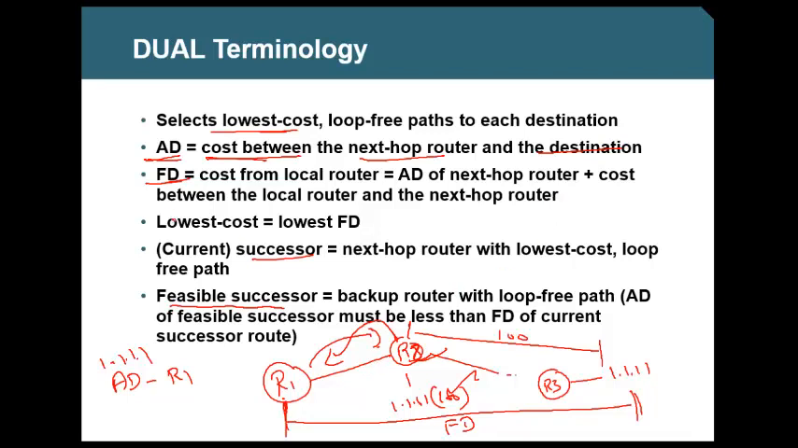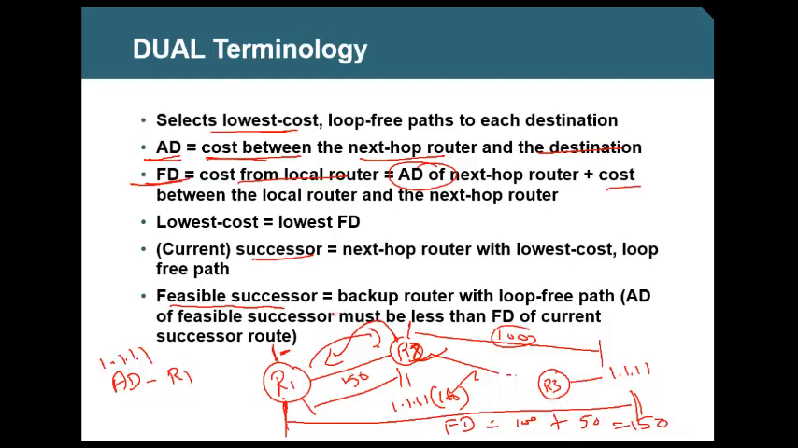So, feasible distance is nothing but the cost from the local router, which is equal to the advertised distance, this 100, plus the cost between the local router to the next router. Meaning, let's say here it is 50. So, what will be the feasible distance now? Advertised distance, which is 100, plus the metric between R1 and R2, which is 50. So feasible distance is going to be 150.